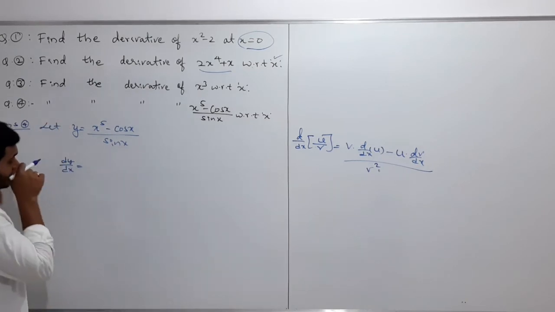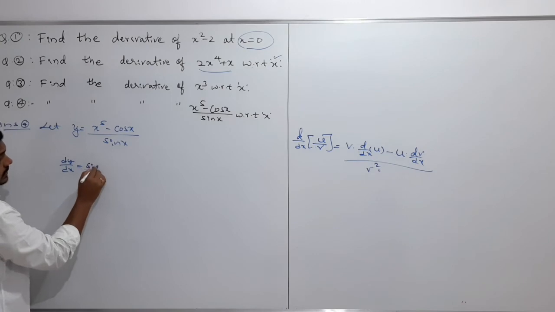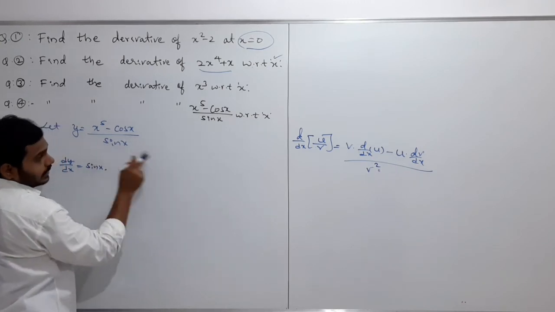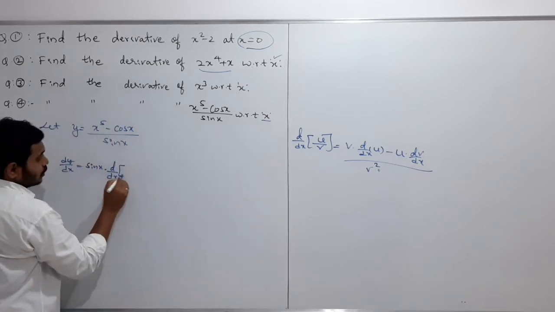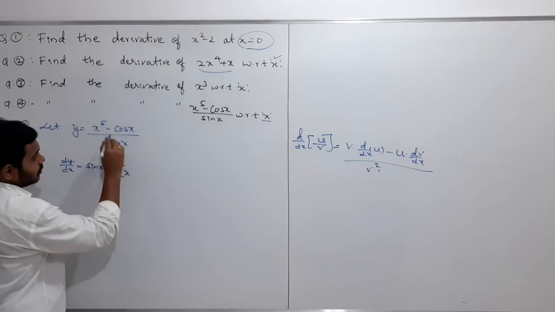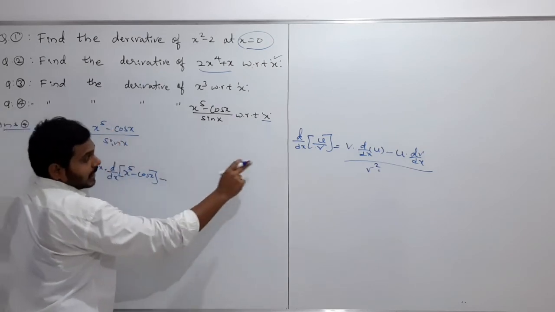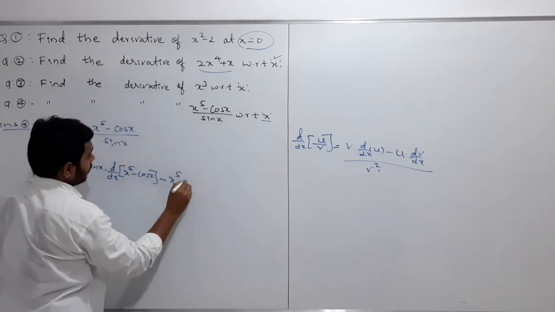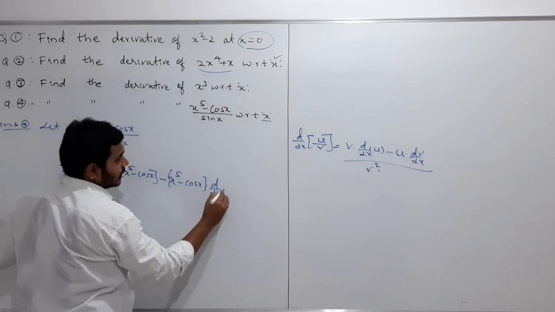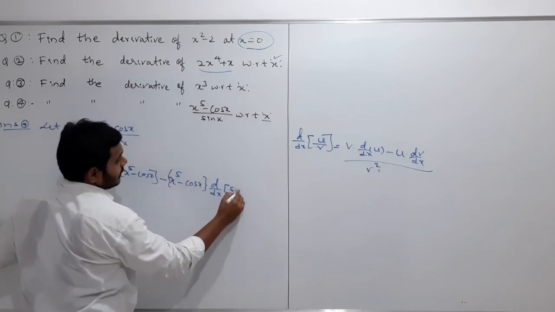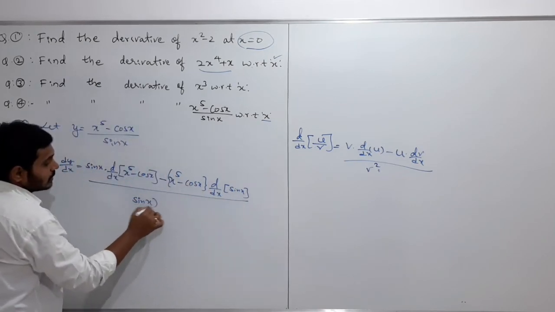So dy by dx is equals to, here it is, what is the formula we have, my dear students? The formula is denominator as it is, sin x, derivative of numerator d by dx with respect to x. So denominator as it is, derivative of numerator. What is the numerator? X to the power 5 minus cos x. Denominator as it is, derivative of numerator, minus numerator as it is, x to the power 5 cos x, numerator as it is, derivative of the denominator. So what is the denominator? Sin x, whole divided by denominator whole square.